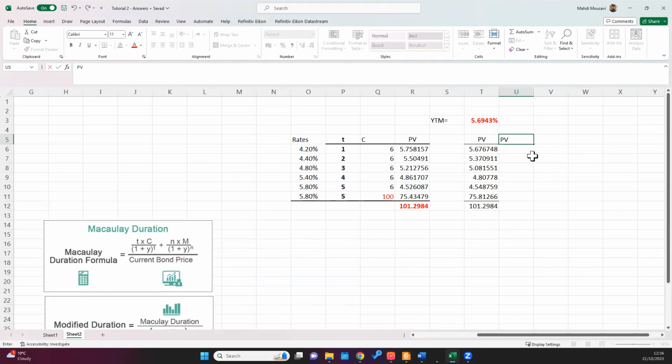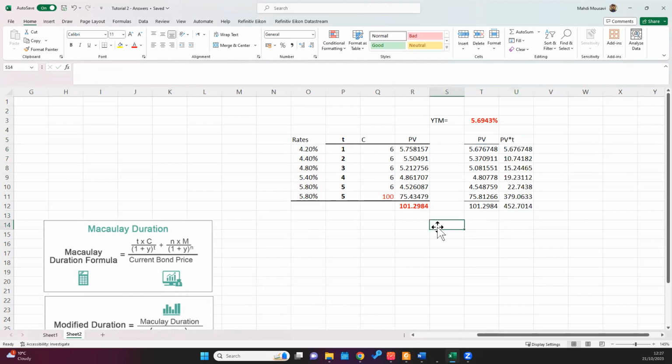Now we need to estimate PV times T. So what is the PV? It's the present value estimated, times T, which is the time that they are happening. 1 year from now for the first one, drag it down, all of them would be calculated. For the last one, which is 75.81, it is the present value of the last one times 5 years from now, so 379. And if you sum them up, we have got a number here.